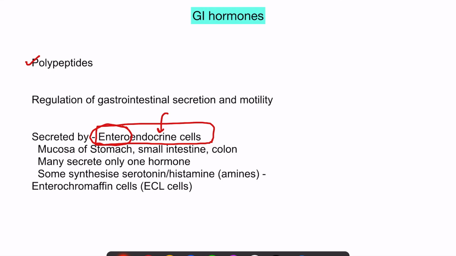And these endocrine cells are present in the mucosa of stomach, small intestine, and colon. Many of these secrete only one hormone. However, some synthesize serotonin and histamine, that is, these are the amines which are synthesized, and the cells where these amines are synthesized are known as enterochromaffin cells. Okay, so ECL cells release serotonin and histamine. This we have already seen again in the video on gastric secretion.